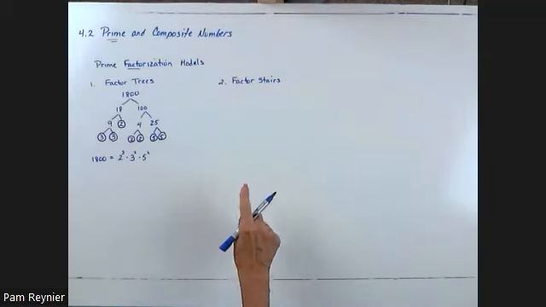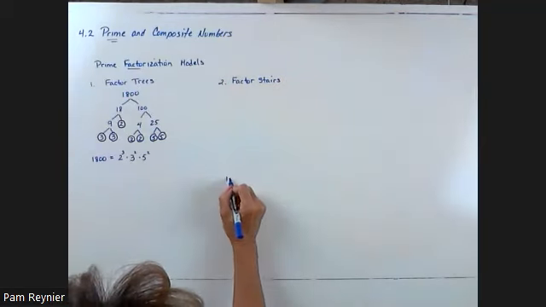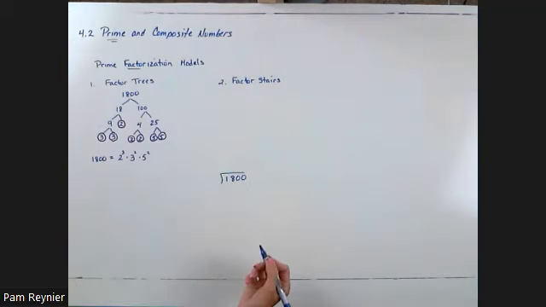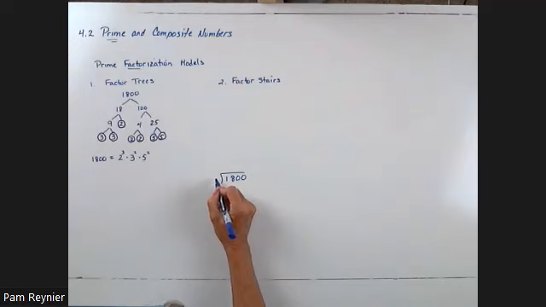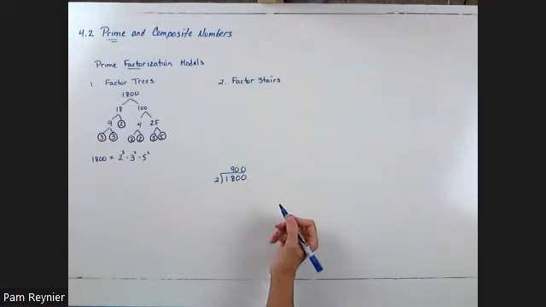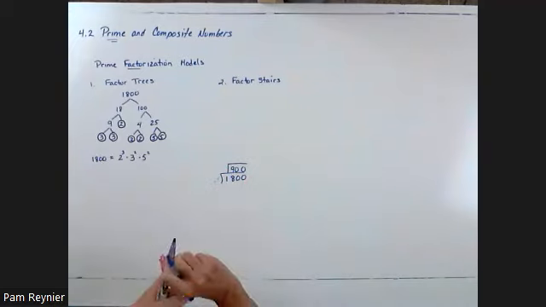So I'm going to start with 1,800. And I'm going to start with the smallest prime number that will divide into that. Well, based on the last section, we know 2 will divide into this because it ends in an even number. And 2 goes into this 900 times. And then I'm going to keep dividing by 2 until it won't work anymore.